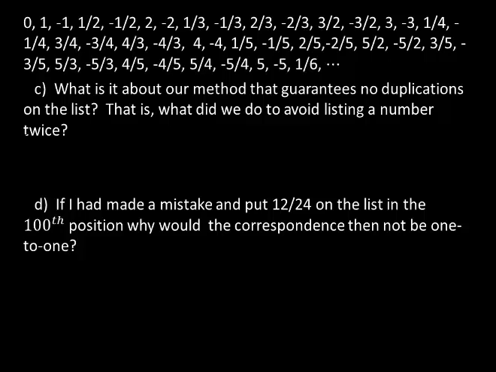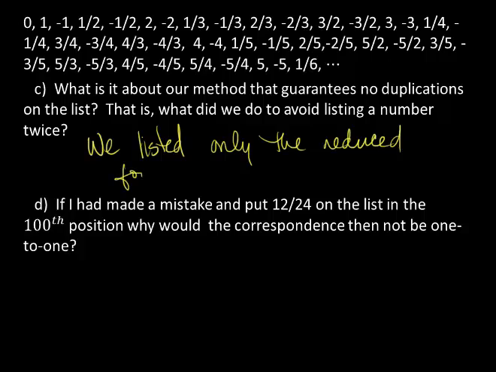Part C, still referring to our list. What is it about our method that guarantees no duplications on the list? That is, what did we do to avoid listing a number twice? And the best answer here would be we listed only the reduced form of a fraction or of a rational number.